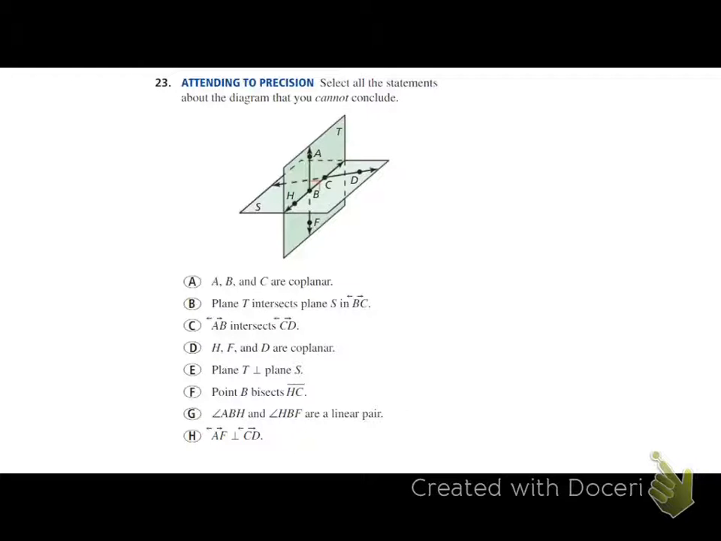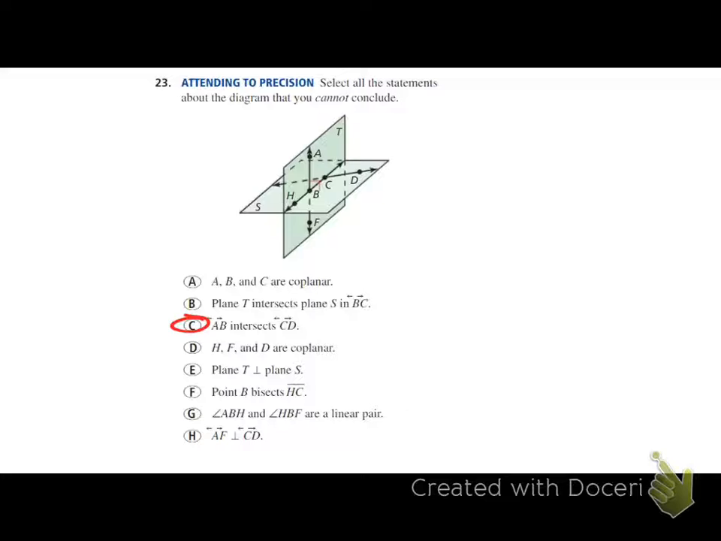It says AB intersects CD. What do those dots mean? It goes behind. So if this line is on plane S only, does it intersect AB? It does not. So C is one of them.